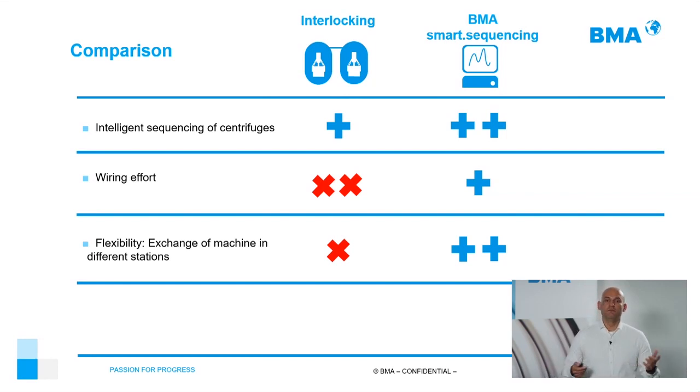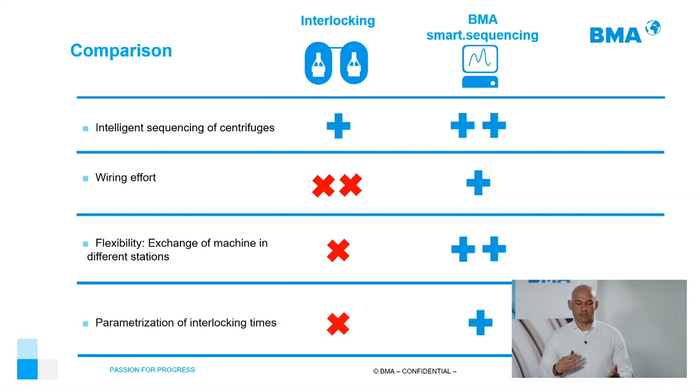And the last point in this brief comparison will be the parametrization of the interlock scheme. My experience says that normally the automation engineers come once to the centrifuge station and make one parametrization once in the whole campaign, but with our smart sequencing it can be made very fast.